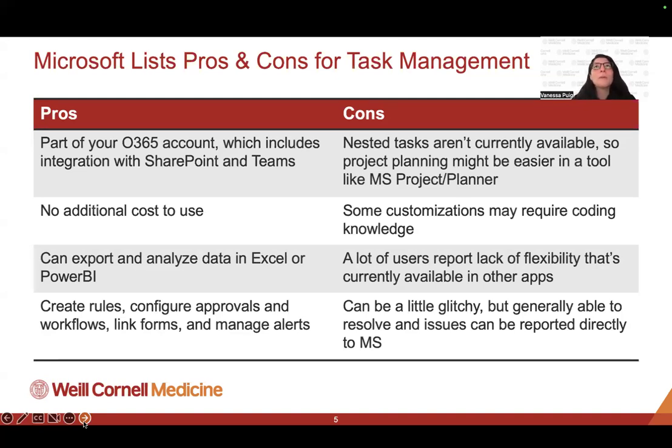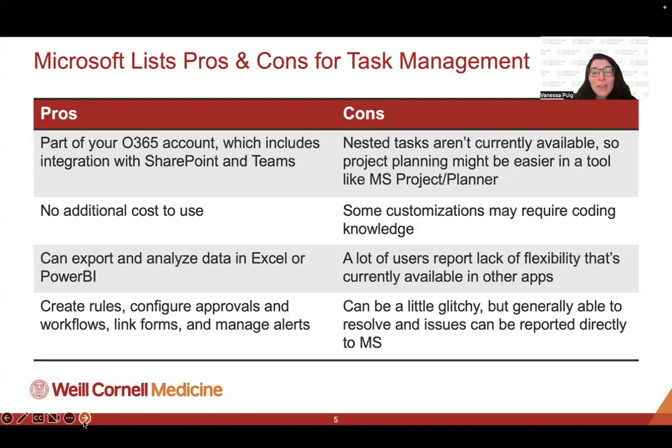Like sometimes I will find myself trying to assign myself a task and I cannot find my name in the directory. That's usually pretty easily resolved. I usually just refresh my application and then it will work. But there is a little button on the top right of your list application where you can submit feedback directly to Microsoft and report an issue, and they will hopefully resolve it.